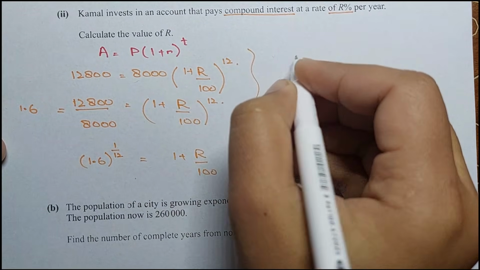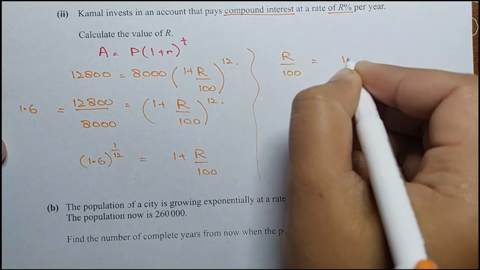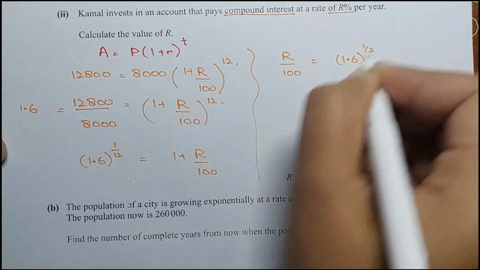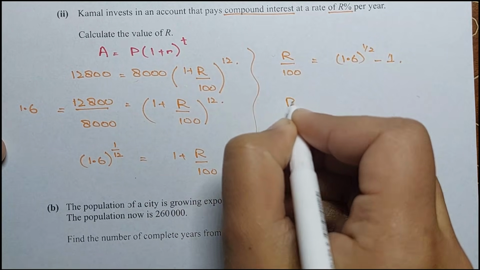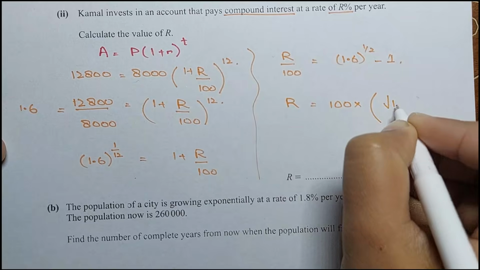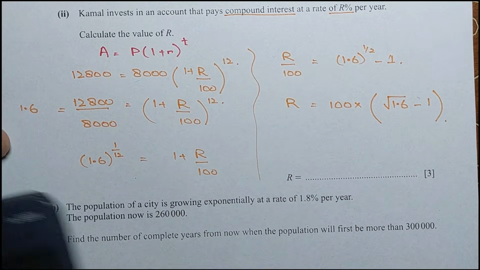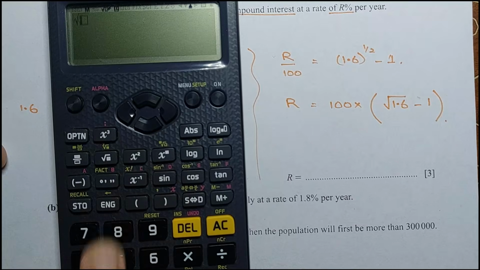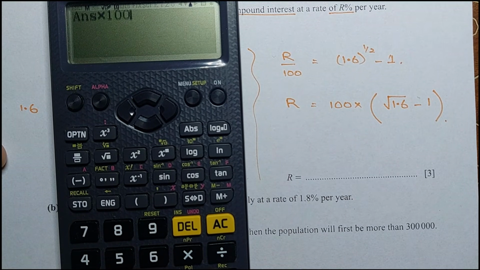Okay, so we can say r over 100 becomes 1.6 to the power 1 by 2, and shifting the minus 1 to the other side. So r would be equal to 100 multiplied by 1.6 to the power 1 by 2. If 1 by 2 is basically a square root. Now simplify. Root of 1.6, subtract 1, times 100.